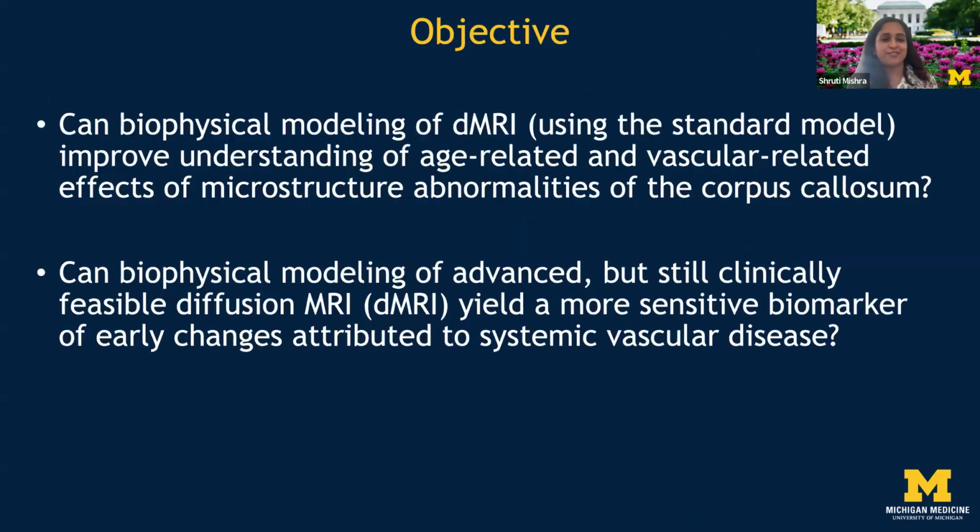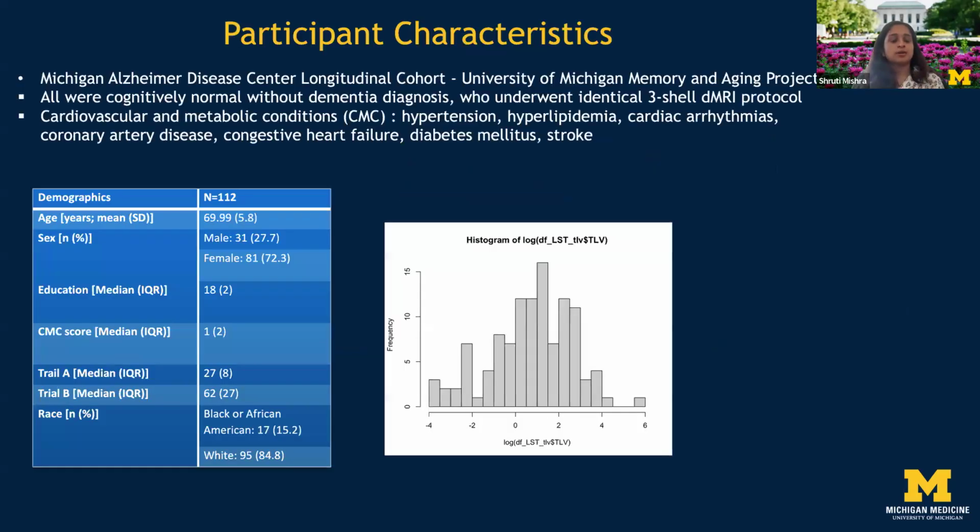So hopefully now I've convinced you that looking at microstructure in the corpus callosum is important. The goal of this particular study was to see, can biophysical modeling using the state-of-the-art standard model approach, which allows us to measure all these different compartment diffusivities, help us improve our understanding of age-related and vascular-related changes? With that, we'll go to the methods.